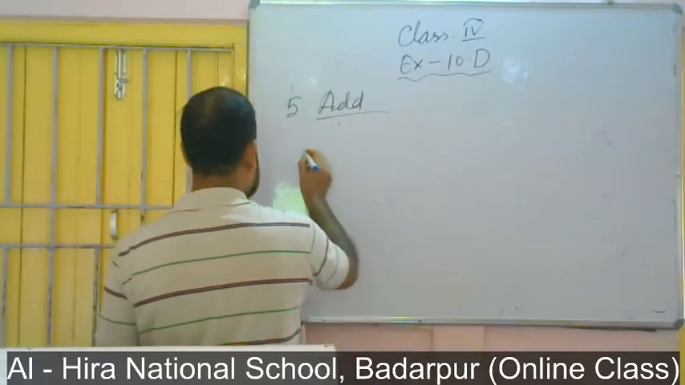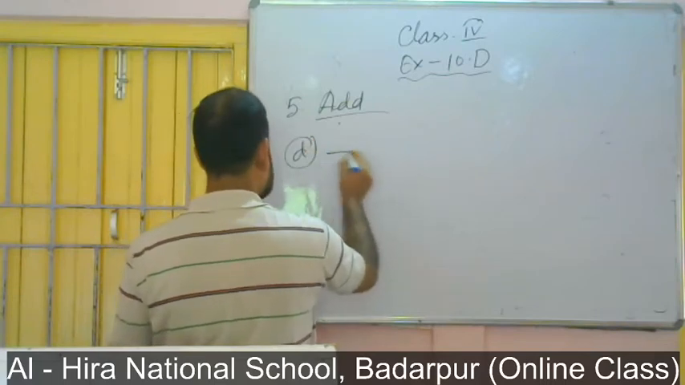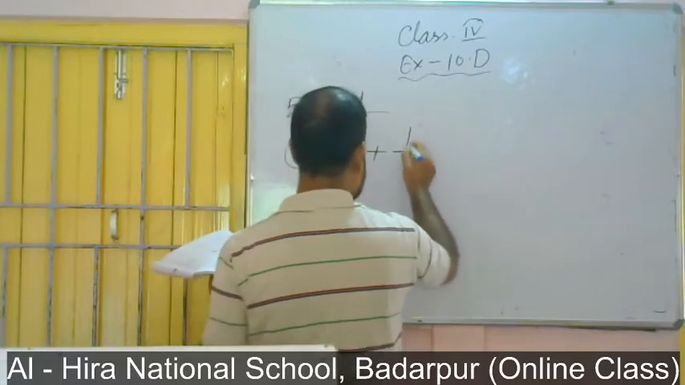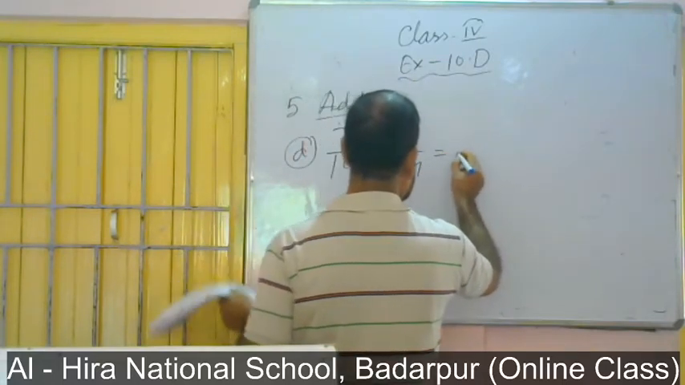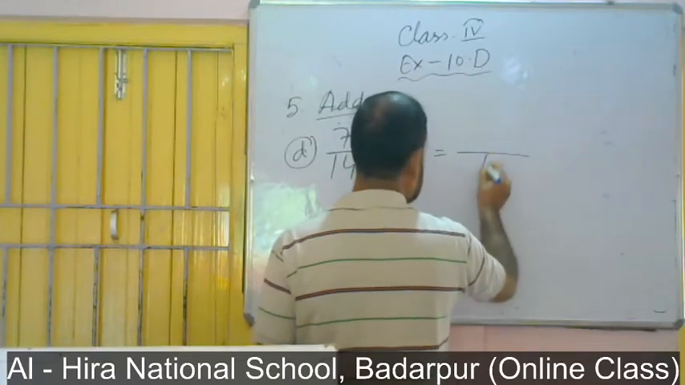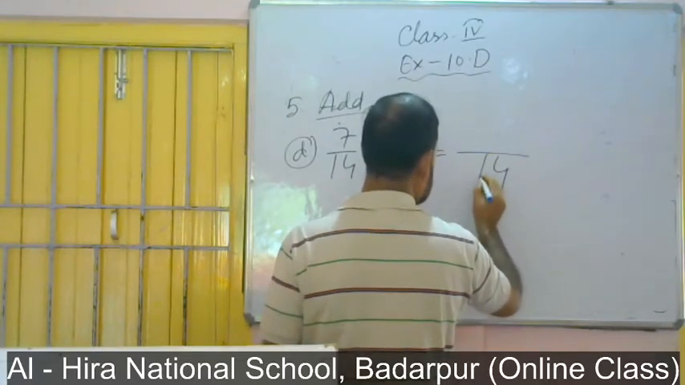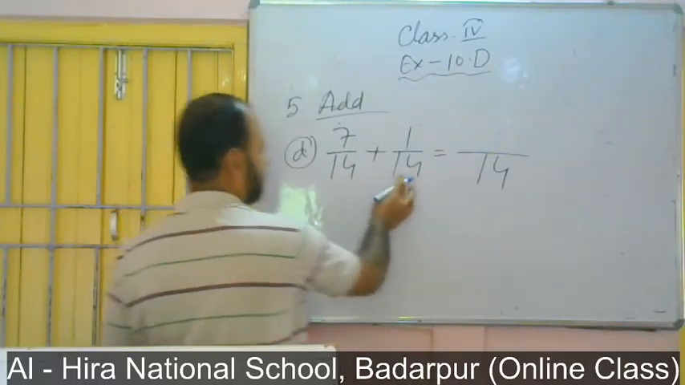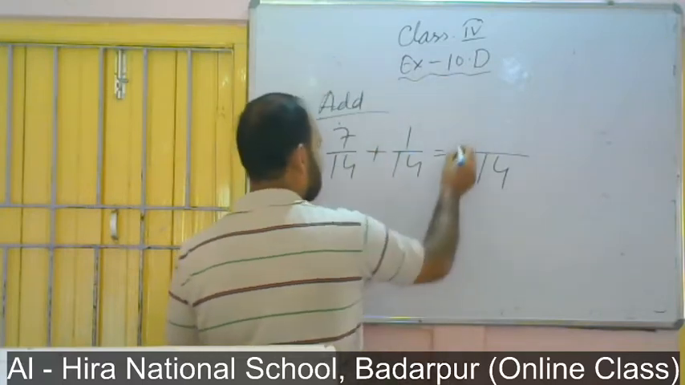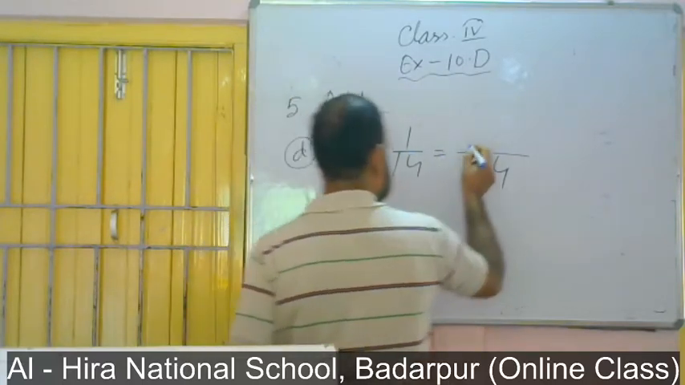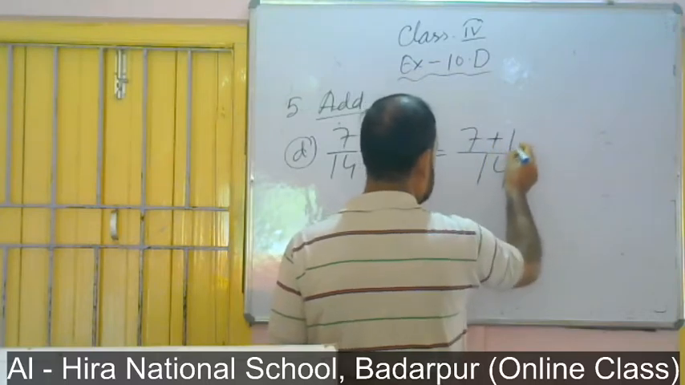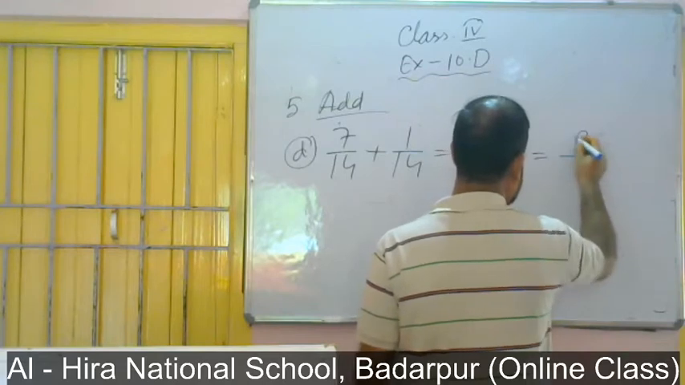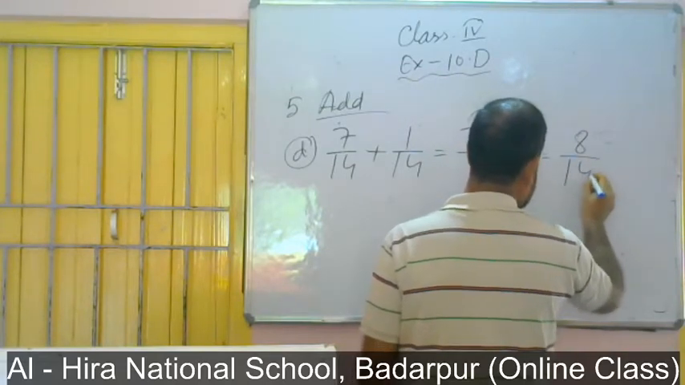Question number D. 7 by 14 plus 1 by 14. So here 14 is the common denominator, the same 14. So we take one common denominator, and here 7 plus 1. So 7 plus 1 is equal to 8 by 14.